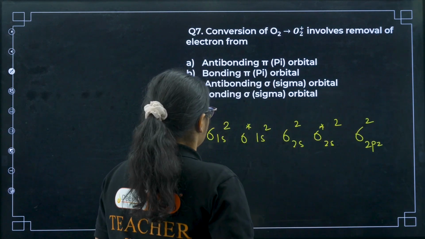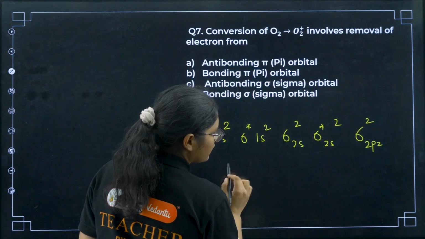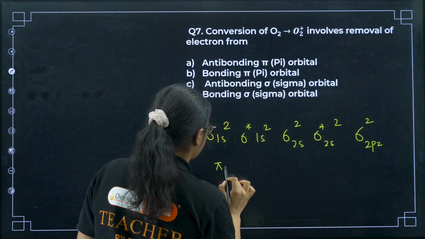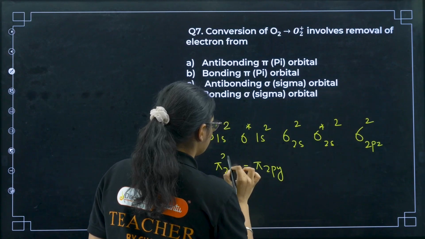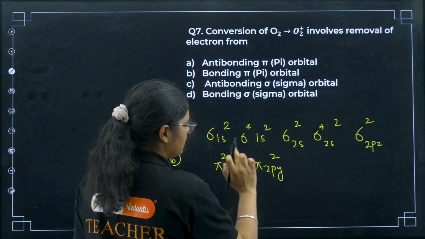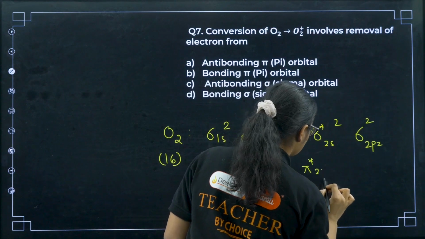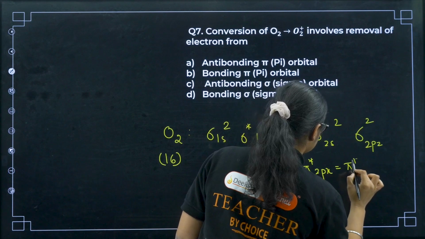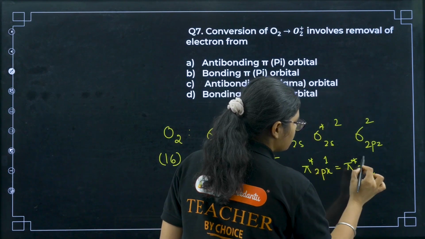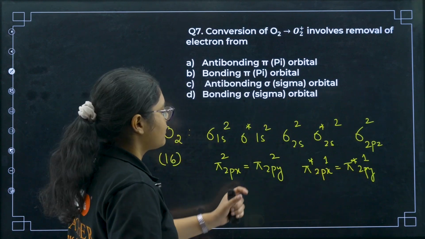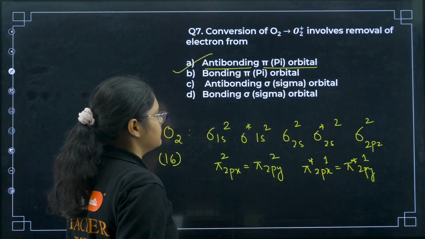Next I will go for pi 2px equal to pi 2py. So here 2 electrons, here 2 electrons, so 10, 11, 12, 13, 14. After that I have pi star 2px equal to pi star 2py. Because these are degenerate orbitals, you have to give 1 electron each. So from where will the electron be removed? From the anti-bonding pi orbital, option number A.